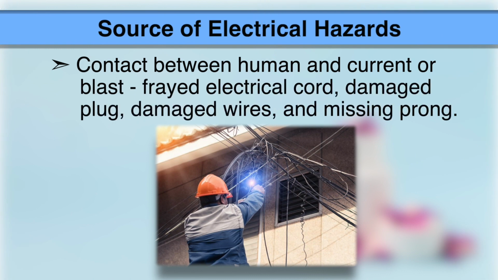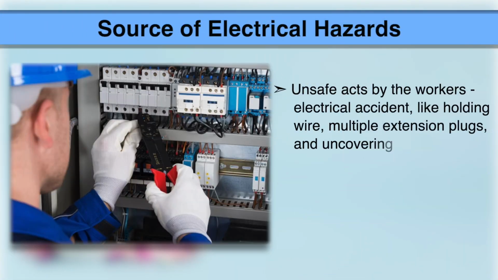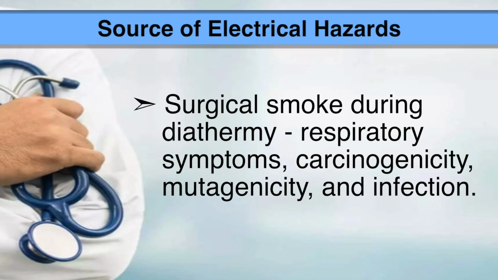Contact between human and current, or a blast, happens when there is a defect in the device, like a frayed electrical cord, damaged plug, damaged wires, or missing prongs. Apart from this, unsafe acts by workers also increase the risk of electrical accidents. What are the unsafe practices? Holding wires improperly, using multiple extension plugs, and uncovering electrical wires. Sometimes surgical smoke is also created during diathermy, which can trigger respiratory symptoms, carcinogenicity, mutagenicity, and other sorts of infection.